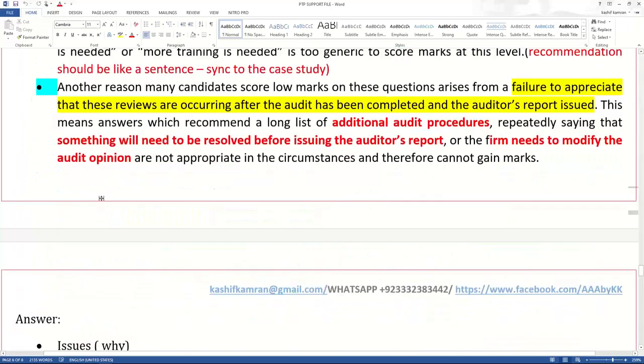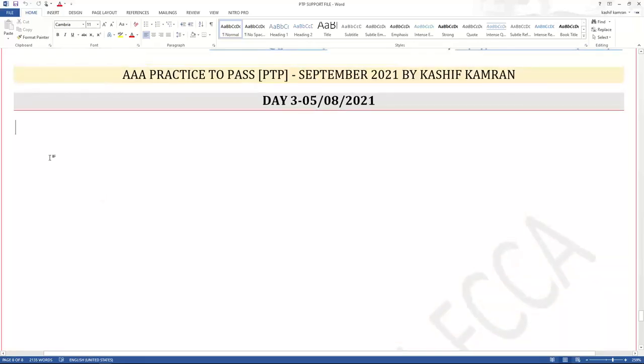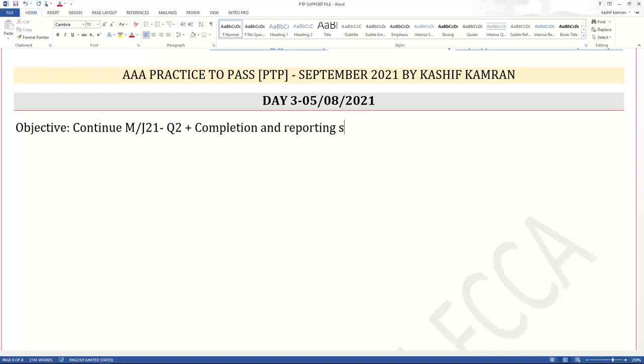Now let's start with the agenda for day 3, where we left off on day 2. The objective today for day 3 is to continue first with the March-June 21 question number 2, and then we'll start with the completion and reporting stage later. So that's what we are looking for today. Now, let's first continue with the March-June 21 question.